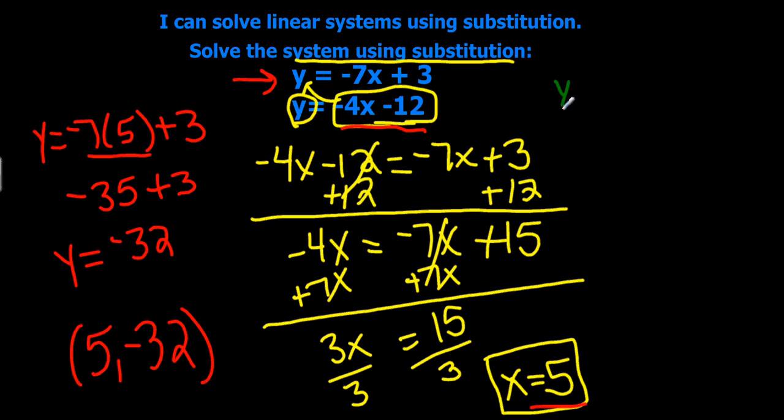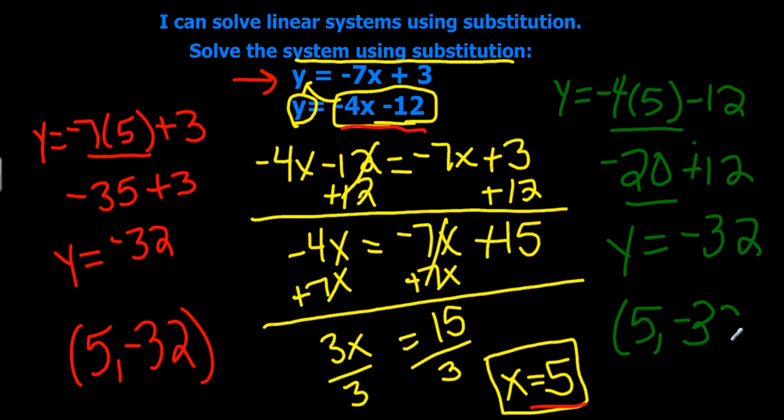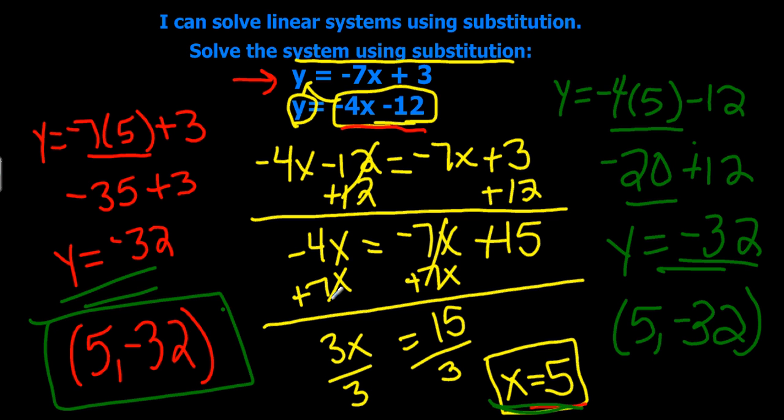So I'm going to say y equals negative 4 times 5 minus 12. I multiply, which is going to give me negative 20 minus 12, and I get y equals negative 32. Sure enough, the solution 5, negative 32 is a match. I'm getting negative 32 out for both y's, and I solved for 5 in my original substitution. So my solution to my system is 5, negative 32.